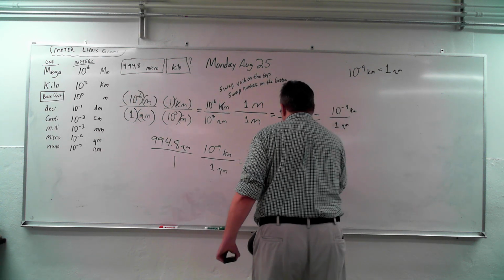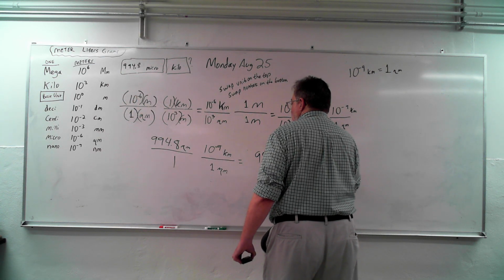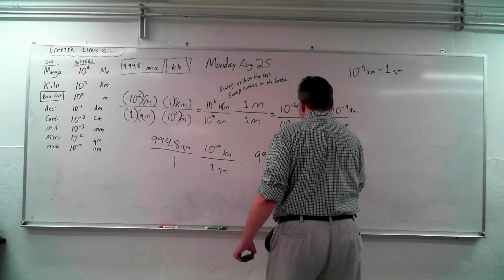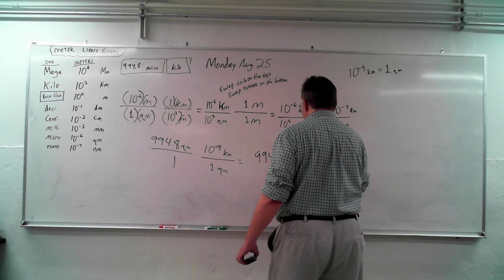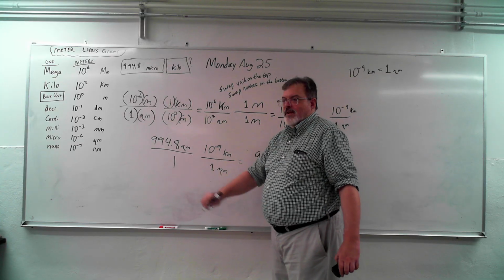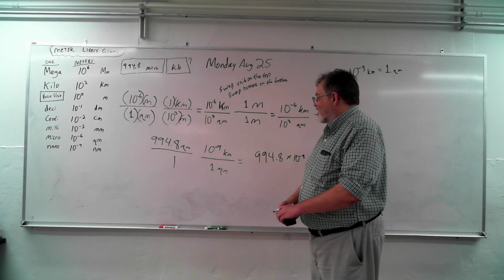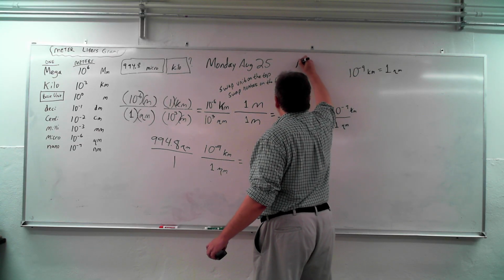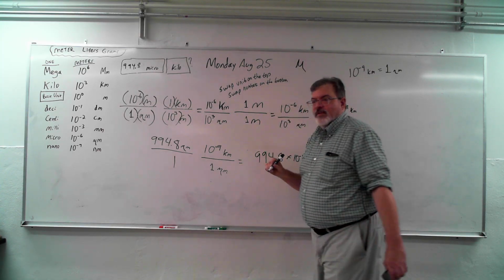Is that a Y? Can't read my writing. She's blind, it's not you. That's a micrometer. It's actually the Greek letter mu. Looks something like that.